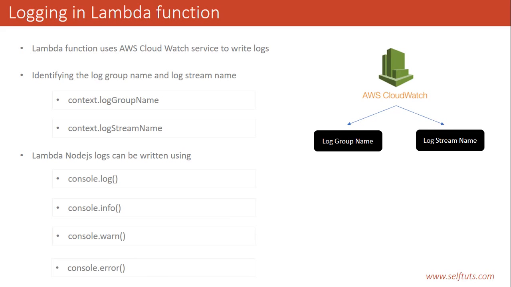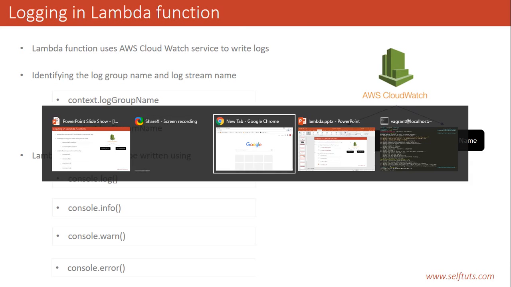So these are the different ways by which we can write logs inside our Lambda function, and those logs will be sent to AWS CloudWatch, which has a log group with the name of the Lambda function, and the logs will be written there. We'll now try to see how these logs are handled inside our Lambda function.